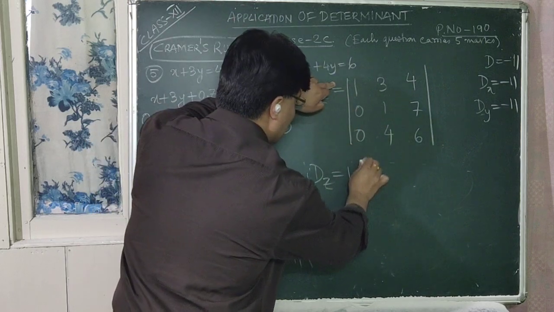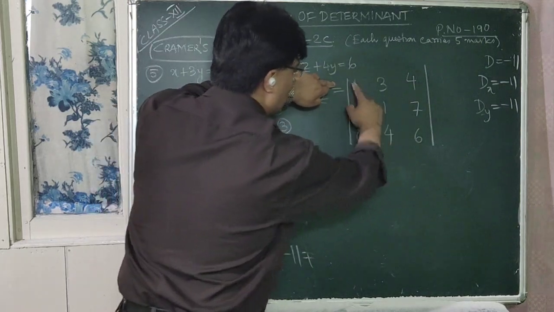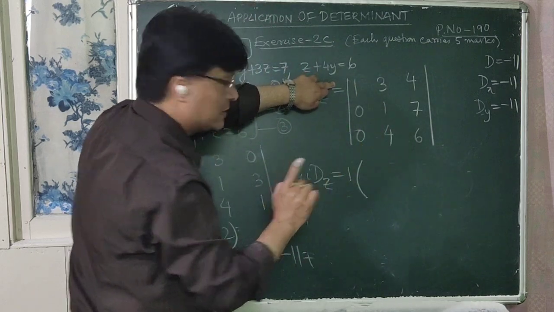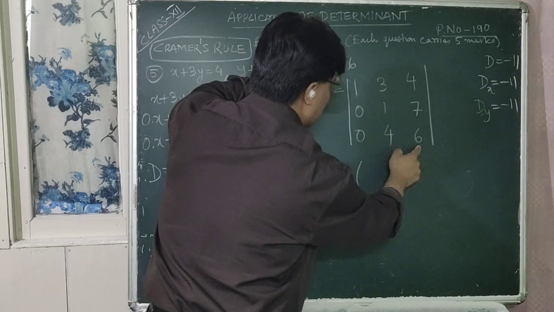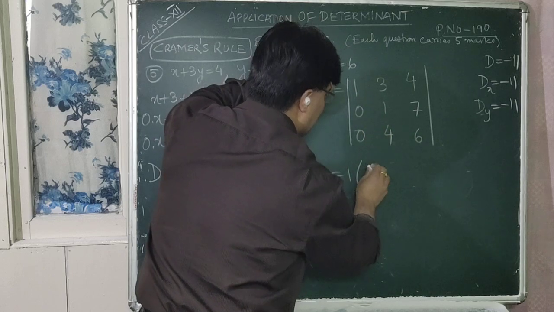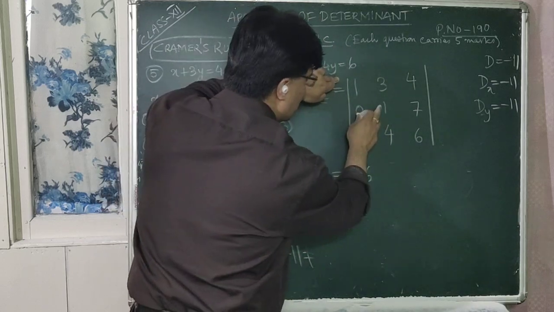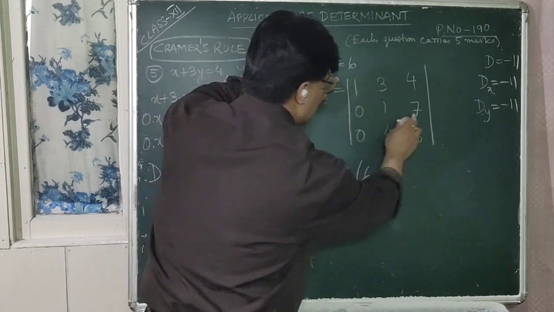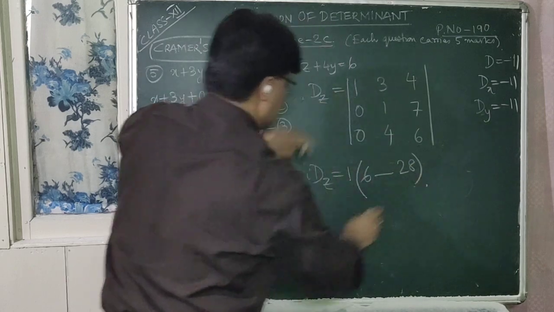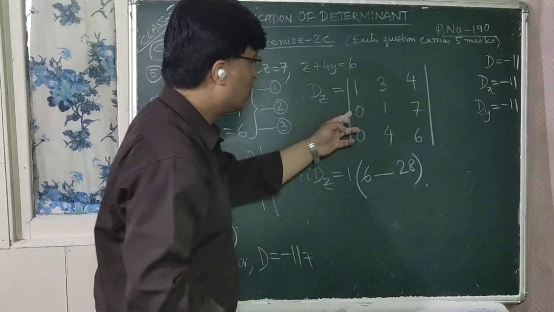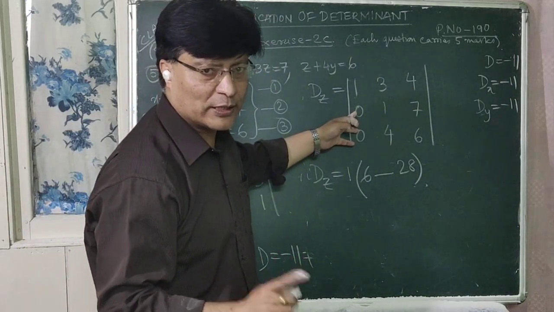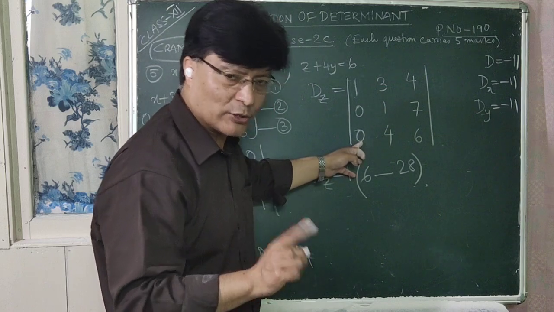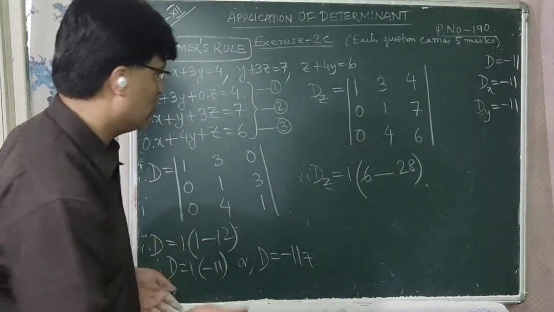So let us write 1. Now delete the row and the column through the element 1. That means first row and first column are deleted. What remains? 1, 7, 4, 6. So you have to cross multiply 1 by 6, that is 6 ones are 6, minus 4 sevens are what? It is 28, right? So will you write minus 0? No, 0 into any number is always 0. Will you write plus 0? No, here also 0 into any number is always 0, okay?